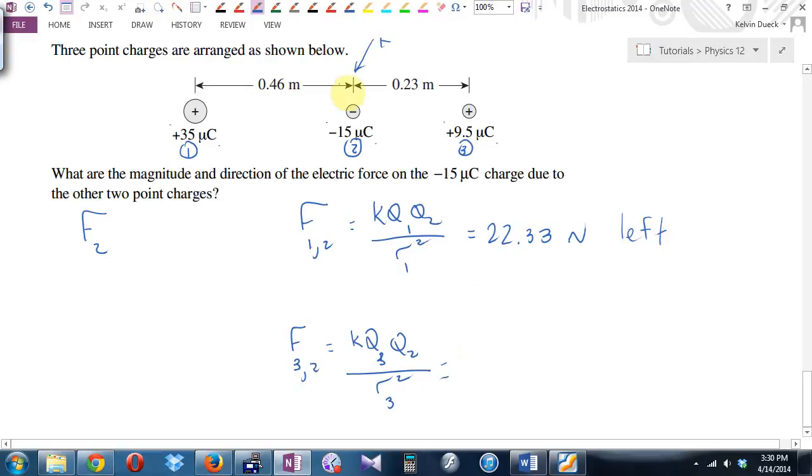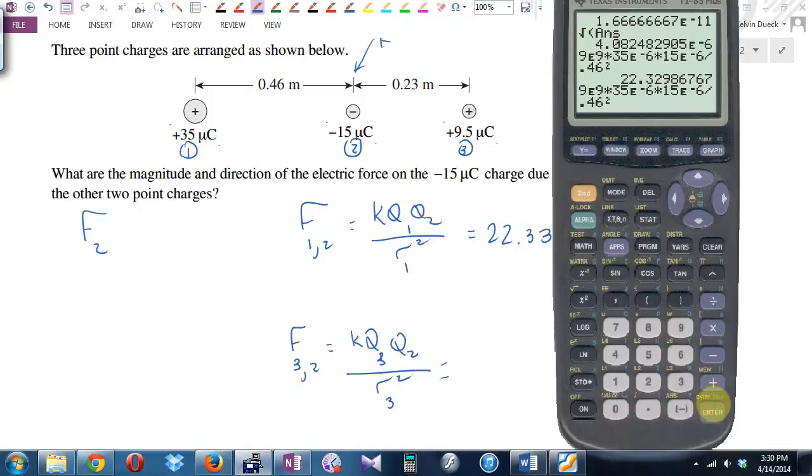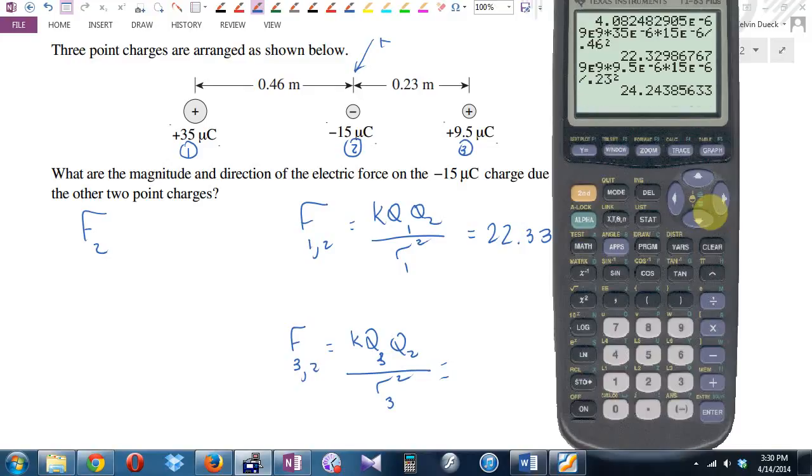Repeat between the two right-hand guys. Okay. How much of this can I retype? I think I can just change the 35 to a 9. I'm going to have to insert a decimal. 0.5. Woohoo, that works. Still going to be 15 times 10 to the negative 6. And the distance is going to be 0.23, half as big. I get 24.24.